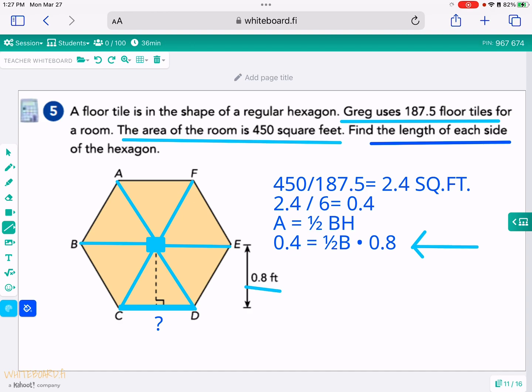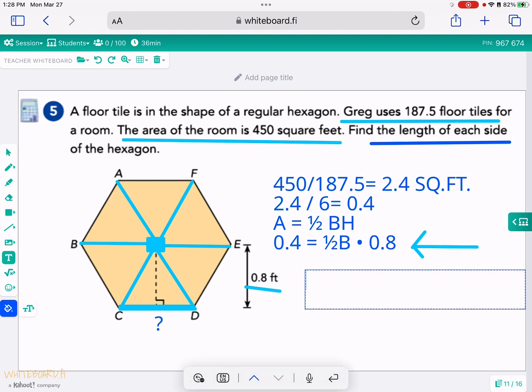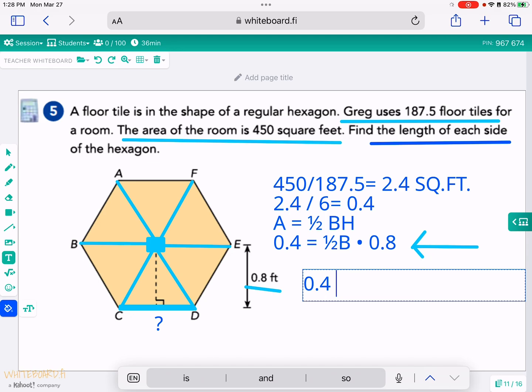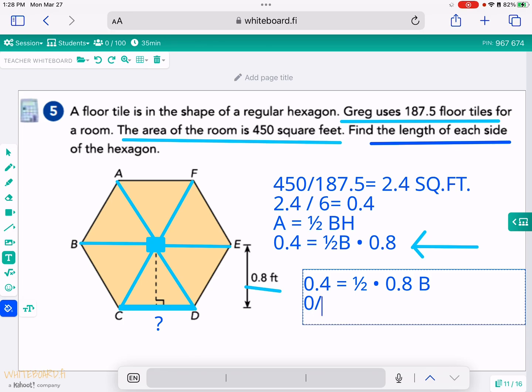All right. And I'm just going to do a little bit of rearranging to get things in some sort of shape to be able to use. So I have my area, which is 4/10. And instead of having the base first, I'm going to put the base last. So I have 1/2 of 8/10 times the base. Okay, and I know that 1/2 of 8/10 is 4/10, right? So 1/2 of 8/10 is 4/10, you know that, times the base.